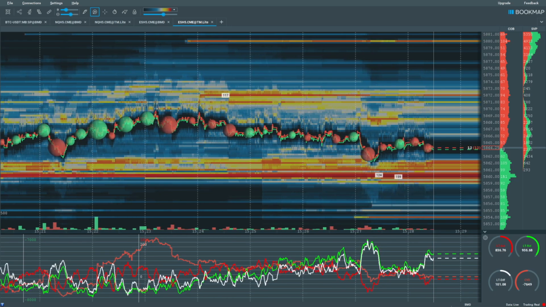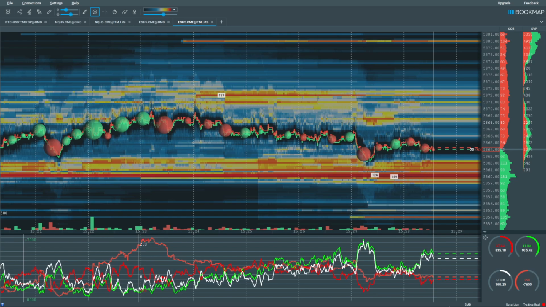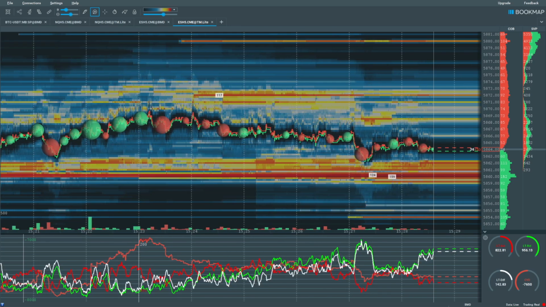So the TraderMap Lite add-on overlays some additional data like real-time order flow and market depth.